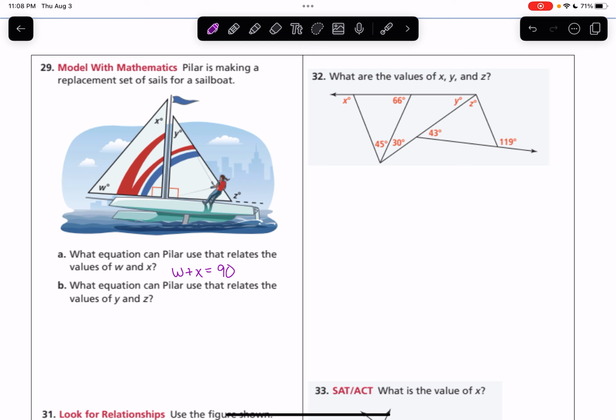For B, what equation can Pilar use that relates the values of Y and Z? We see that Z is an exterior angle of that triangle. So we can say that Z is equal to the two remote interior angles added together. So we can say that Z is equal to 90 plus angle Y. There are other ways to make those equations as well, but that's just one that we could do.